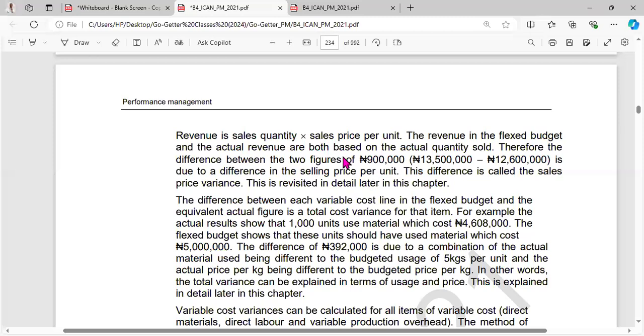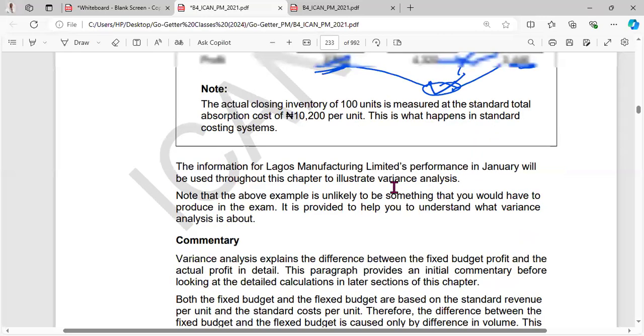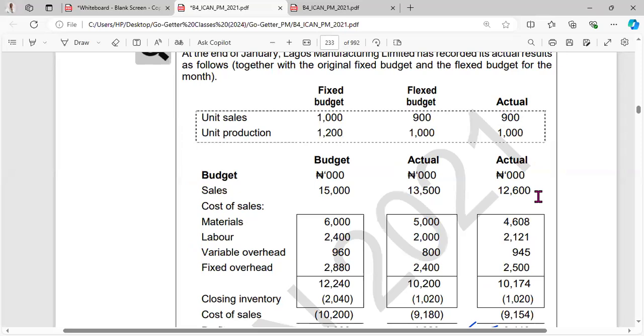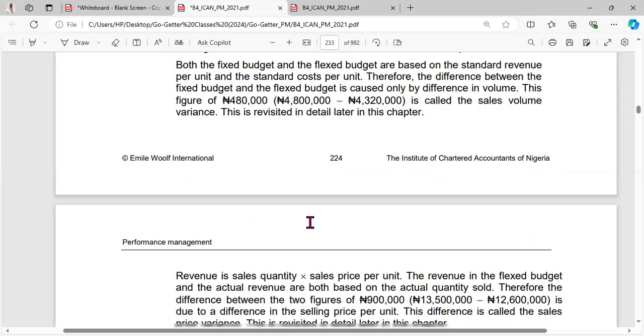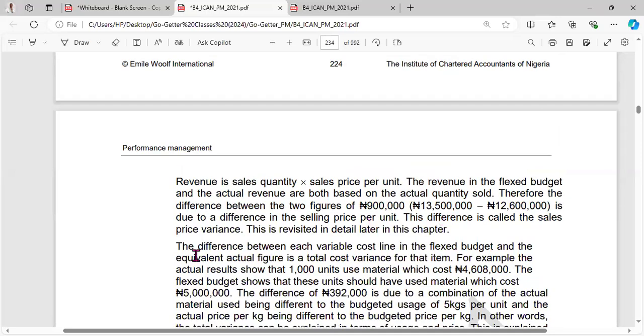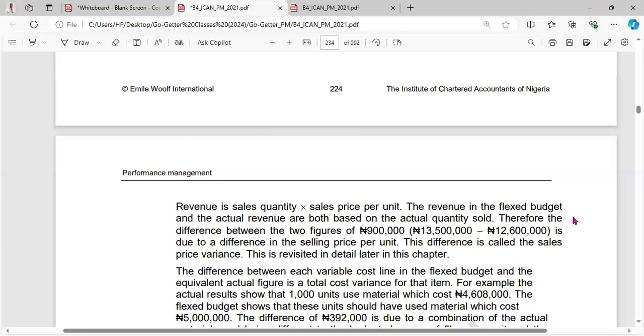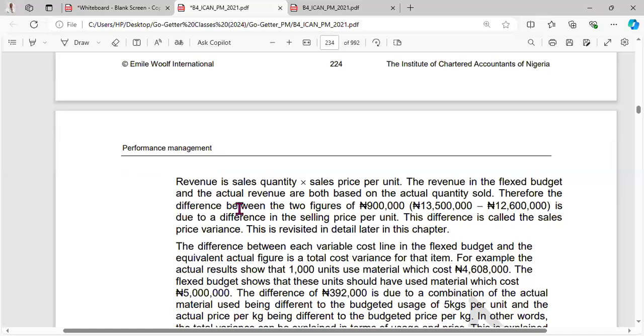900,000. So if you look at this now, both of them are based on actual sold. The difference between these two is 900,000. That's what they said, 900,000. This is due to the difference in selling price per unit. This is also called sales price variance. We'll talk about it when we are doing sales variance. So we have just given you sales volume variance, also giving sales price variance.